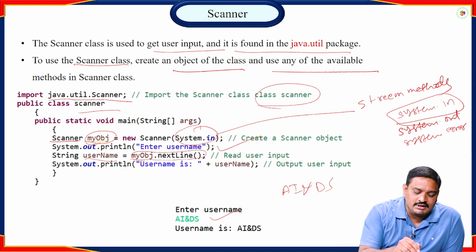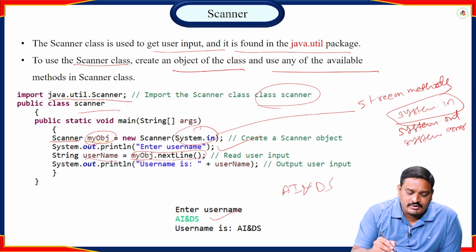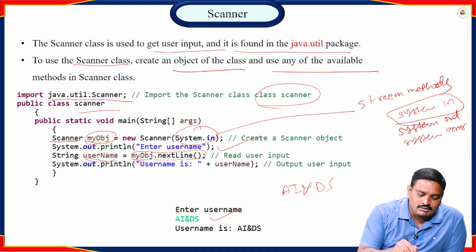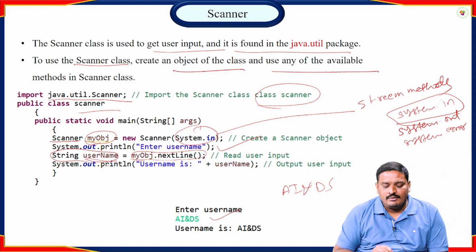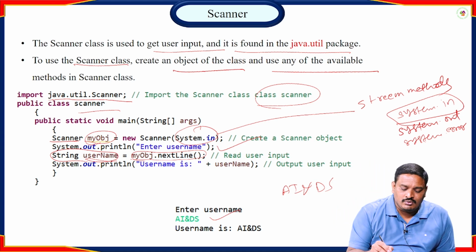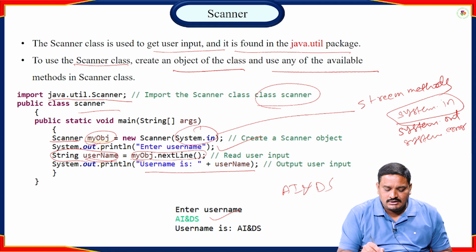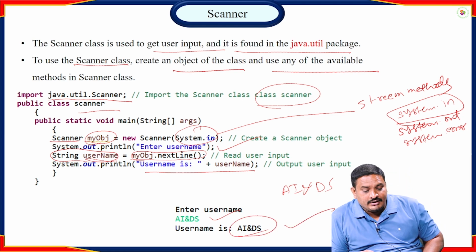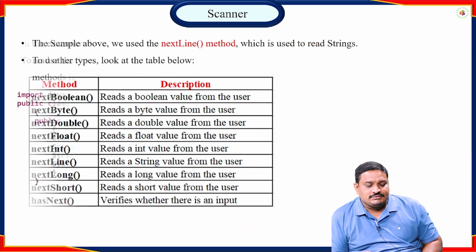To get the name by using the object, my object dot nextLine. My object is a Scanner class object. We can get the line as a string, to read the user input. After reading this input, we can display it. Whatever the username is, that username will be displayed. This is the example of the Scanner class.